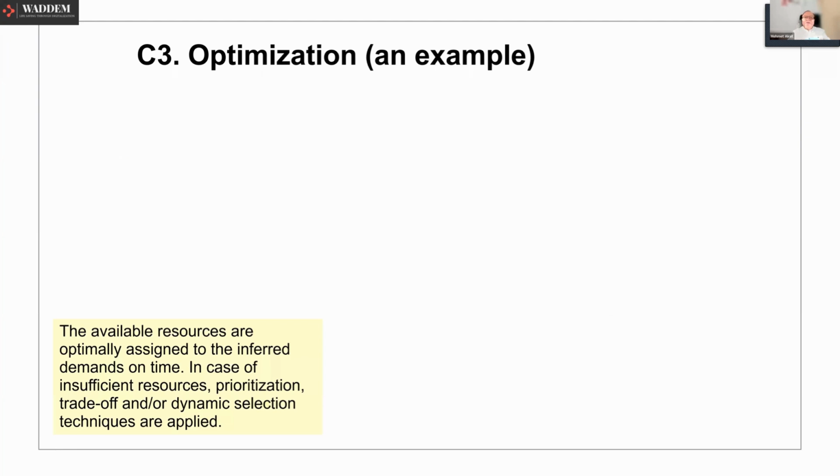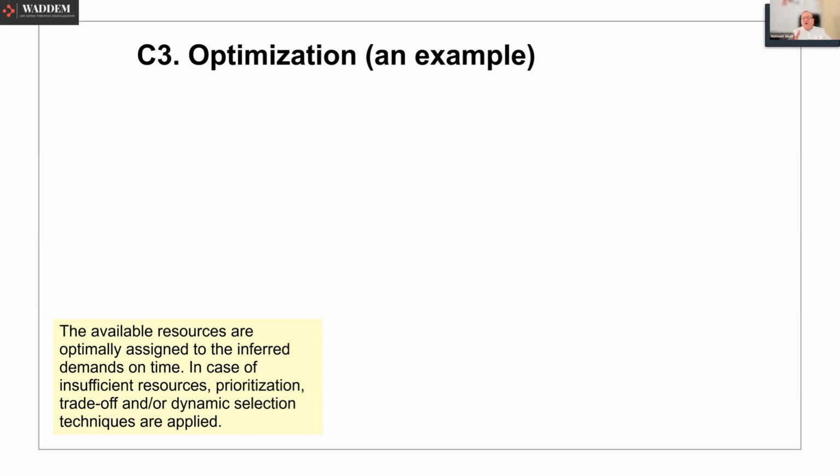The next step is optimization. Again, we will give an example. What is then the optimization phase? We have demands. We have just seen an example for that. And then we have resources. What we want to do is that the available resources are optimally assigned to the inferred demands and on time.